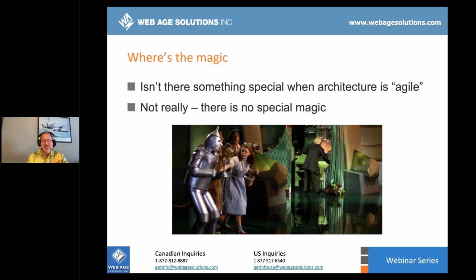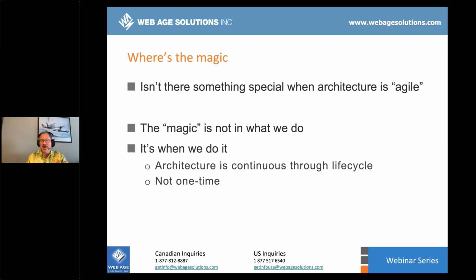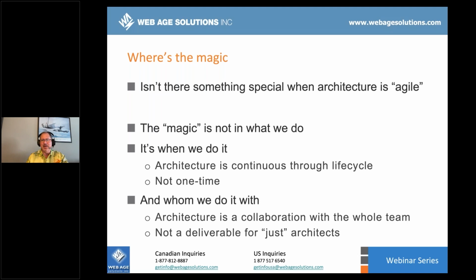What's interesting here is the magic isn't in what we do. It's when we do it. That we're making the architecture continuous through the life cycle. That it's not something we try to do all up front. It's continuous. And the mechanism that I've described in the last few slides about integrating architectural activities into the software development process, that's the seemingly magical piece, because that's an odd concept for a lot of people. The magic also comes from who we do it with. That architecture is a collaboration with the whole team. It's not something that ivory tower architects do by themselves.